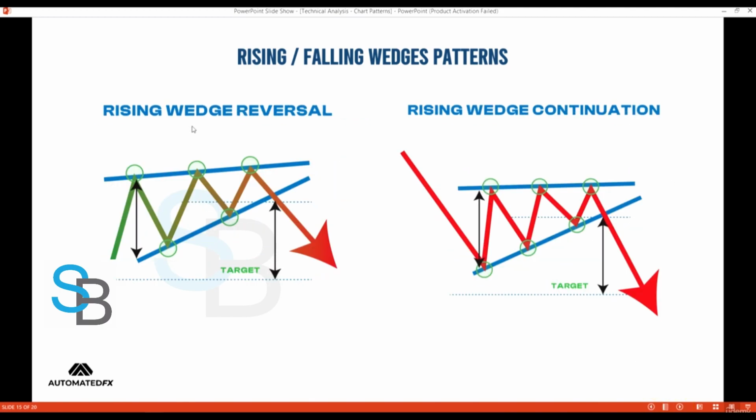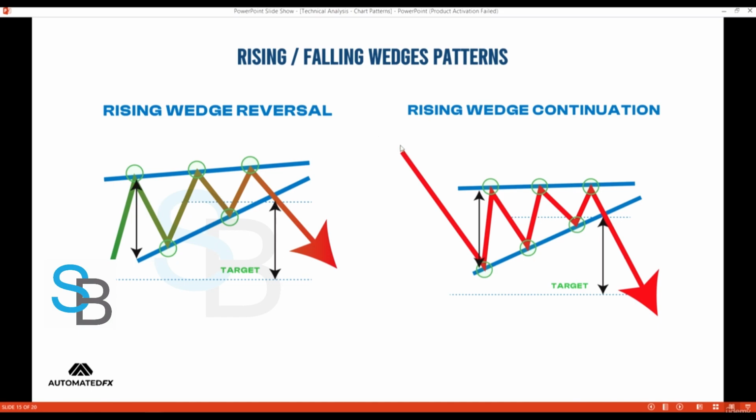So the rising wedge could be either a continuation or a reversal. So it's more of a bilateral pattern. It happens either as a reversal or as a continuation pattern. So for this one, we can see that the market came here, hit this point, came down, hit here, hit here, hit here, hit here, and then reversed here. Now the target, when it breaks out, will be the same as from here to here.